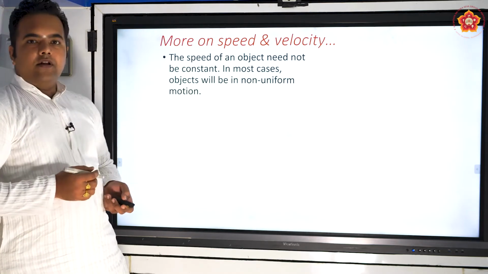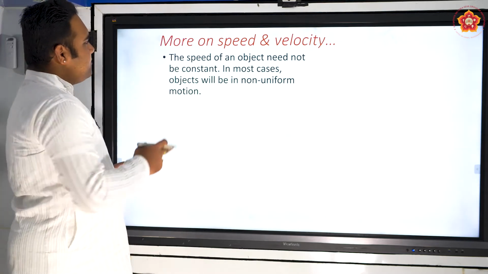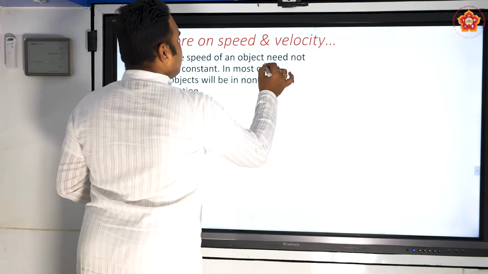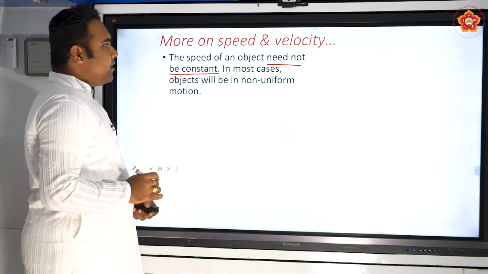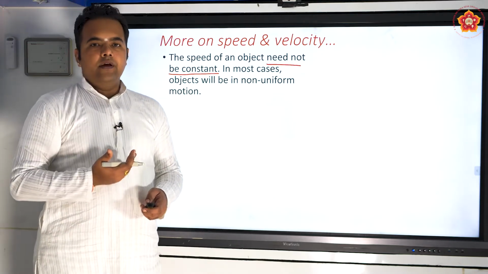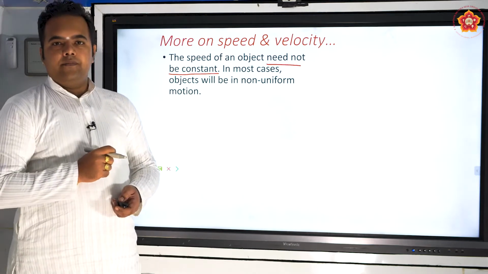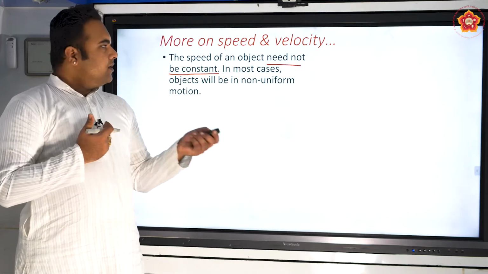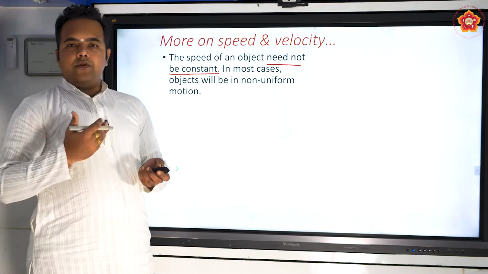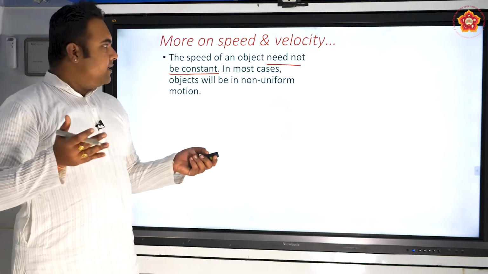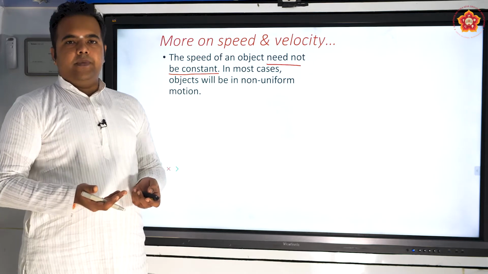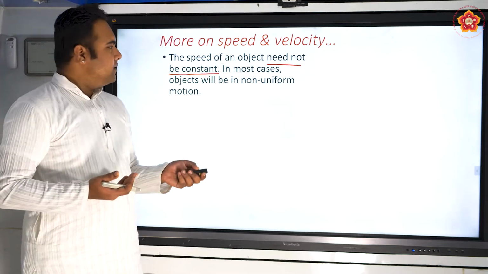So more on speed and velocity, let's try to look at this. The speed of an object need not be constant. In most cases, the object will be in non-uniform motion. It can never be constant because day to day when we are moving, we can never maintain a constant speed. Suppose the road is clear, there is no point in going at a constant speed. We have a choice to increase the speed. Or whenever there is a crowded place like a busy market, we cannot travel with a larger speed, we have to reduce the speed. Otherwise, we have seen what happens.